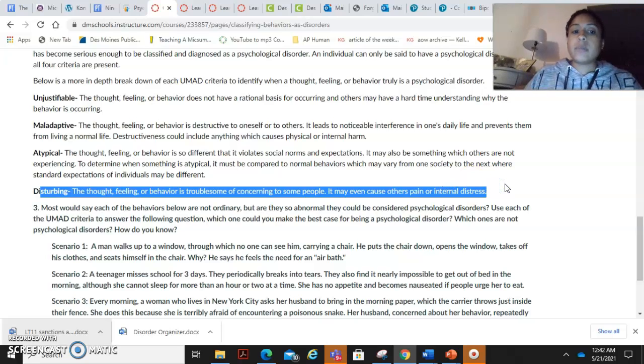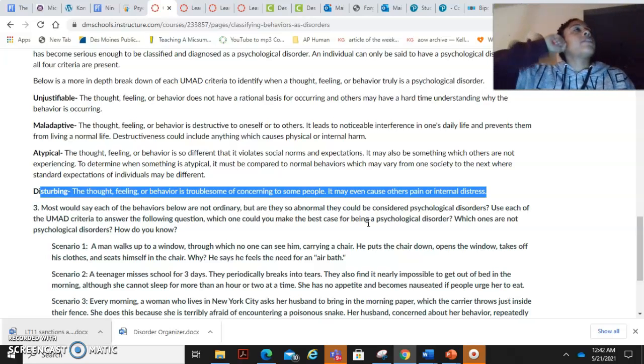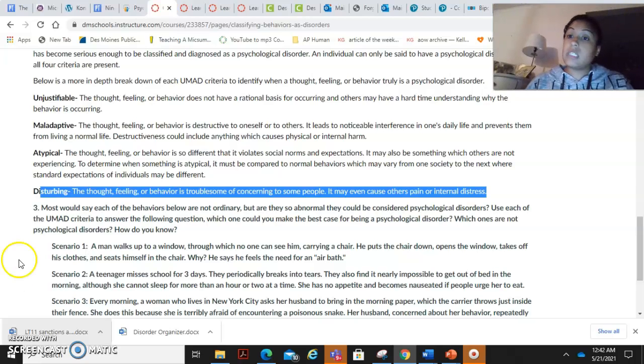The thought, feeling, or behavior is troublesome and concerning. Well, sure, right? She's in internal distress. If she can't even eat, it's hurting her health, more than just her mind and her body. Well, body, you know what I'm trying to say, physically. Okay, but anyway, that's how we would look at this criteria and say, does this person need to be evaluated for a psychological disorder? I would say definitely, because I feel like she meets 3 out of 4 of the UMAD criteria.